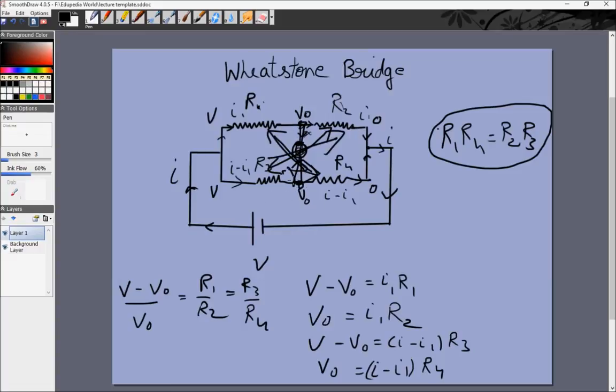Let's look at how this concept can be used to measure the potential difference across any 2 points or the current flowing across any wire.